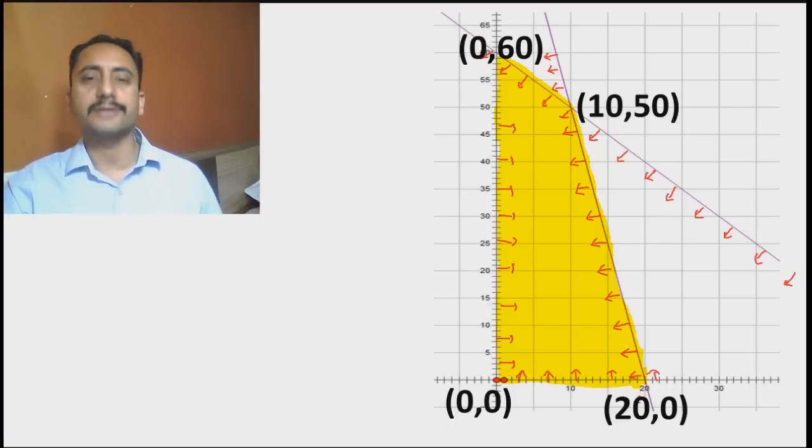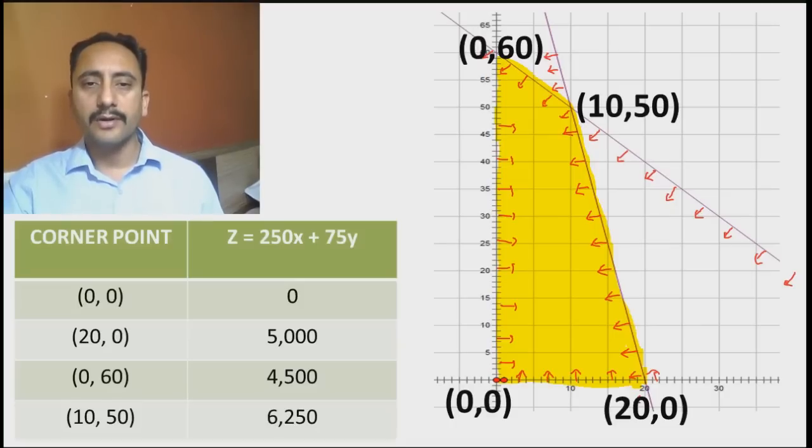the profit function. The next step is, at all these four corner points, we will find the value of our objective function, and this table represents the value of the objective function at all four corner points. At (0, 0), the objective function is 0. At (20, 0), if we substitute x equals 20 and y equals 0, we will get 5000. So if Alex purchases 20 tables and no chair, he'll gain 5000.